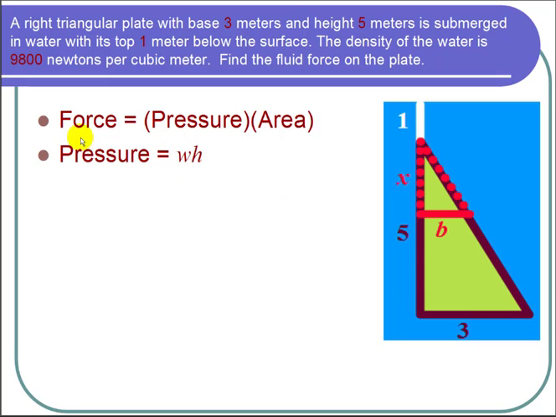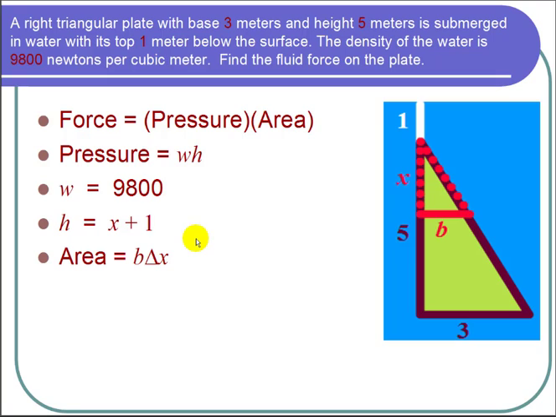So in particular, our weight density is 9,800 newtons per cubic meter. That's given in the question. Our h is x plus 1. That's because if I take a cross-section right here, nice horizontal cross-section, then I can see that if it is x meters below the top of the triangle, then it'll be x plus 1 meters below the surface of the water. So I set my unit system so that the top of the triangle is equal to 0 meters.